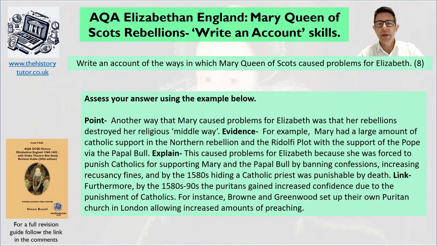Okay, so here's what I said. Another way that Mary caused problems to Elizabeth was that her rebellions destroyed Elizabeth's middle way. For example, Mary had a large amount of Catholic support in the Northern Rebellion and Rodolphi plot with the support of the Pope via the papal bull. This caused problems for Elizabeth because she was forced to punish Catholics for supporting Mary and the papal bull by banning confessions, increasing recusancy fines, and by the 1580s, hiding a priest was punishable by death.